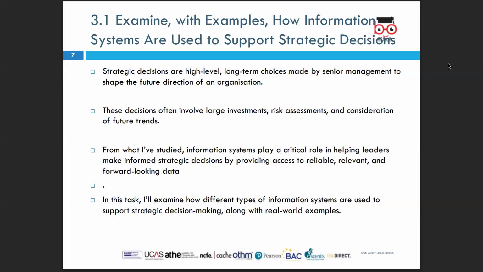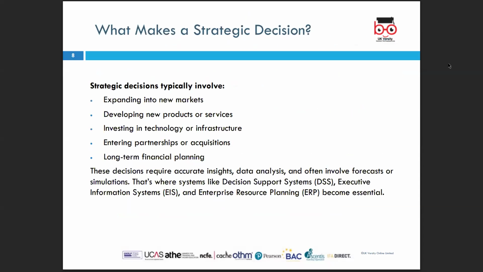From what we've studied, information systems play a critical role in helping leaders make informed strategic decisions by providing access to reliable, relevant, and forward-looking data. So now we're going to examine how different types of information systems are used to support this strategic decision making.